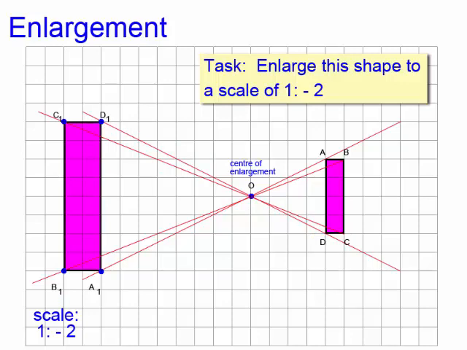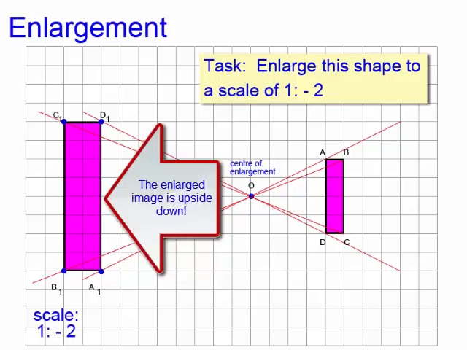Remember, when using a negative scale, the enlarged image will be on the far side of the center of enlargement. And to calculate the lines on which the coordinates of our new shape are placed, we draw lines from points on our original shape through the center of enlargement. Then, using our scale, we calculate the exact positions of the coordinates in the new shape. And if you haven't noticed already, when using a negative scale, the enlarged image is upside down.